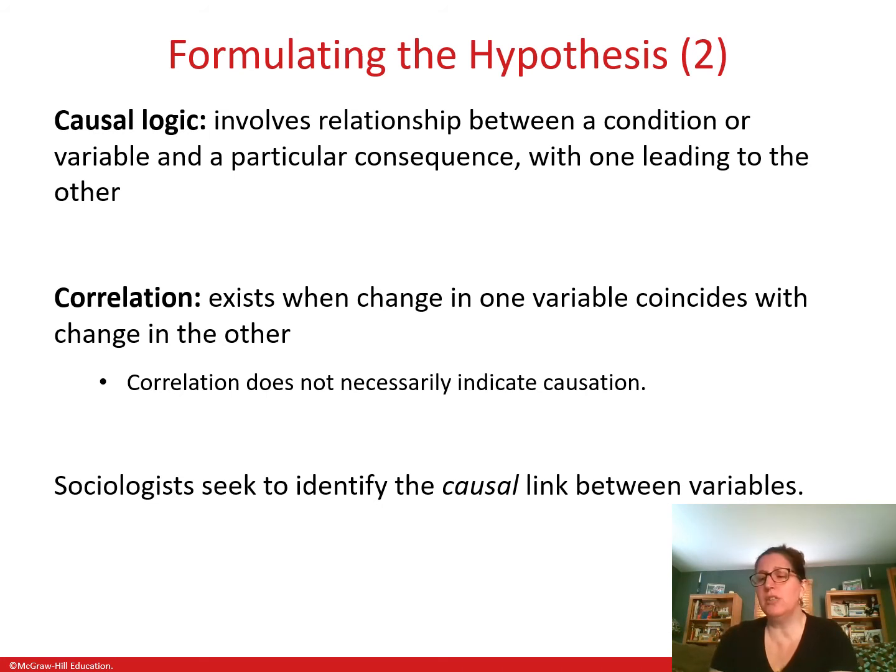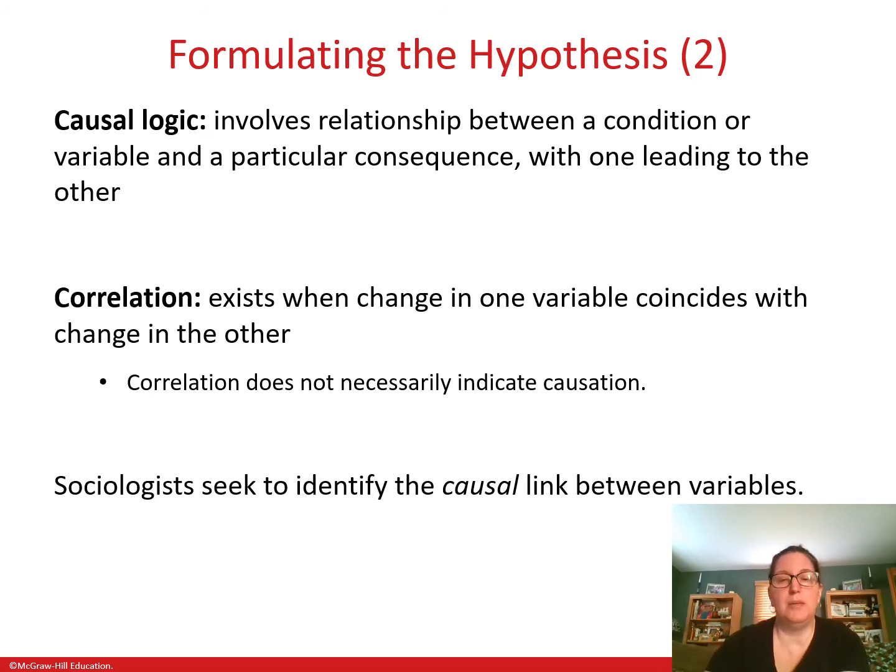Now, correlation exists when change in one variable coincides with a change in the other. This is only an indication that one variable causes an event in another variable. It does not indicate causation. So correlation does not necessarily indicate causation. It might be something else.